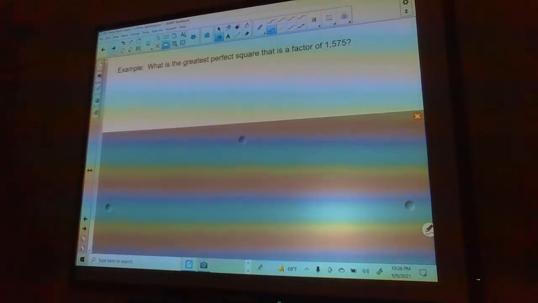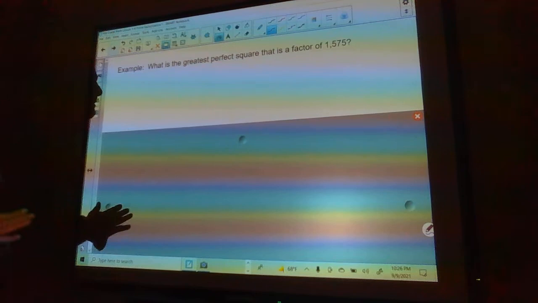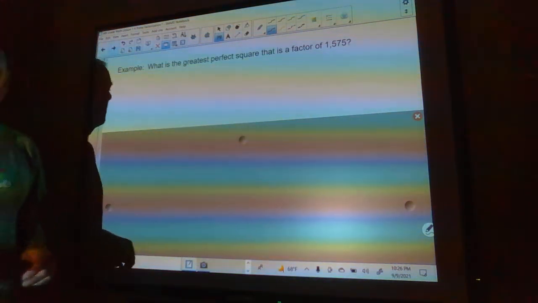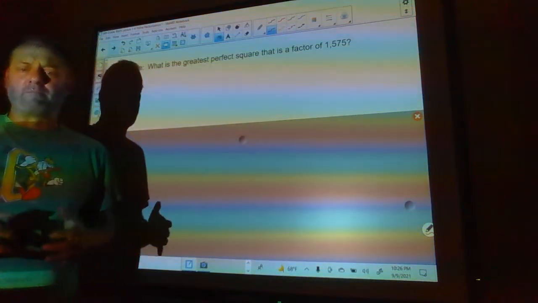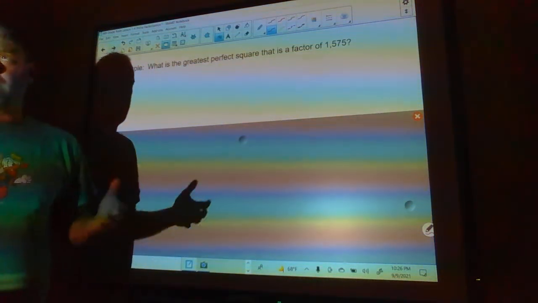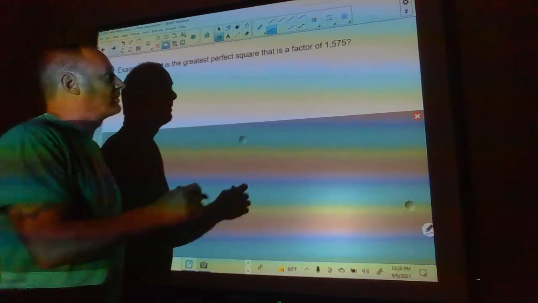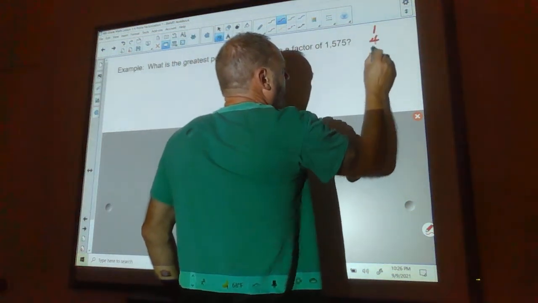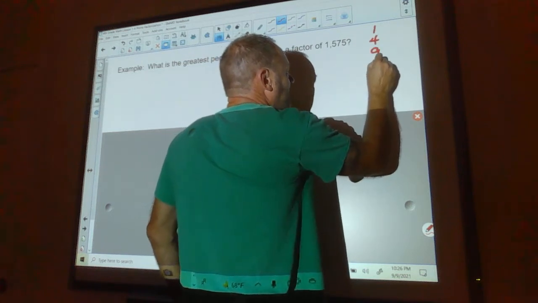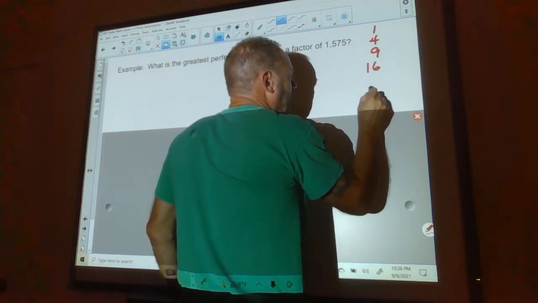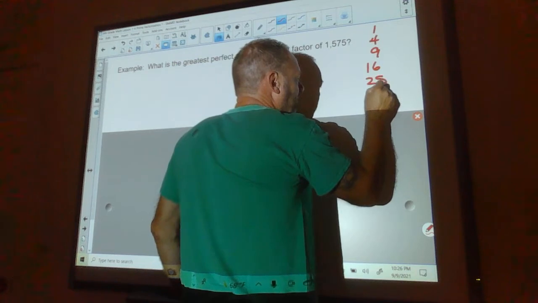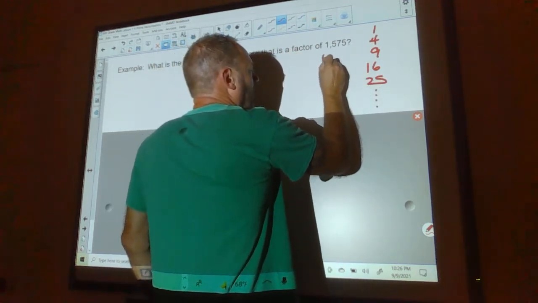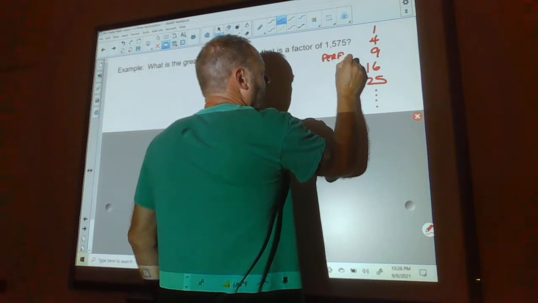Okay, what's the greatest perfect square that is a factor of 1,575? Okay, so first of all, we need to talk about what a perfect square is. A perfect square is a number you get when you multiply a number by itself. So for example, 1 times 1 is 1, 2 times 2 is 4, 3 times 3 is 9, 4 times 4 is 16, 5 times 5 is 25, and so on. These numbers right here are perfect squares.